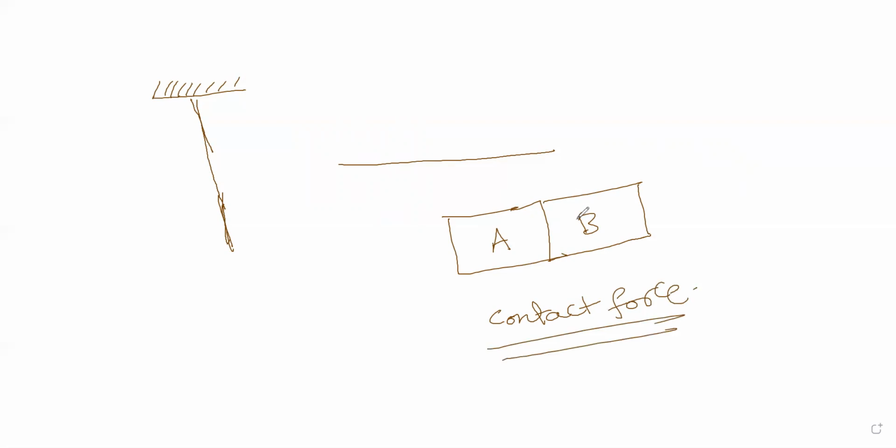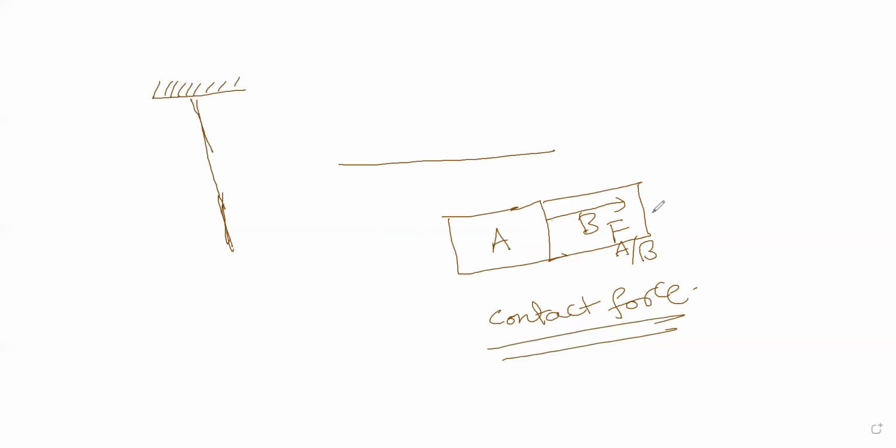Let us say this A is in contact with B. There are something like contact forces. So A is in contact with B, that means A is pressing B. So B will take some force because of A, that is called FAB, in a very simple sense.